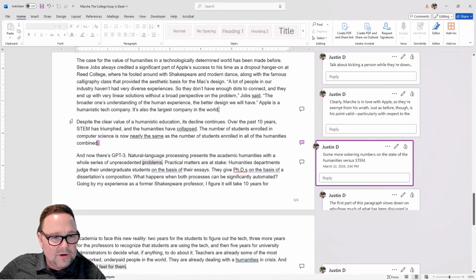I thought this was a very telling, brief section here. I'll just read it. "Despite the clear value of humanistic education, its decline continues. Over the past 10 years, STEM has triumphed and the humanities have collapsed", again with the dramatic language. "The number of students enrolled in computer science is now nearly the same as the number of students enrolled in all the humanities combined." Wow.